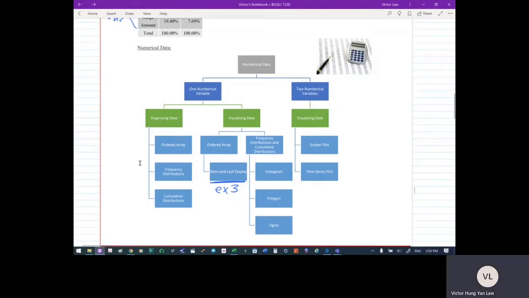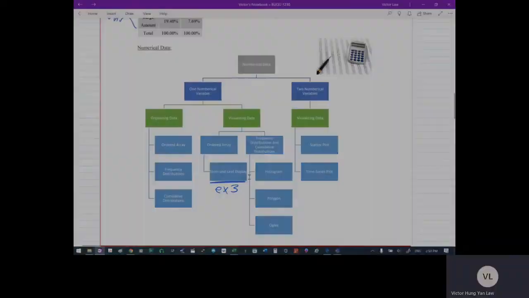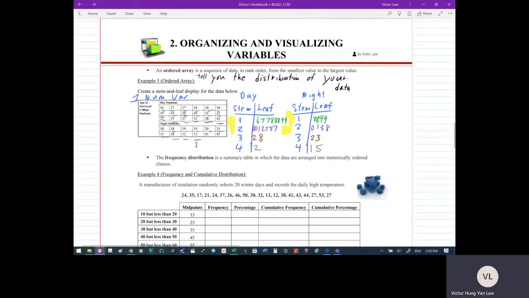Once we have looked at organizing the data, now we're going to look at how we visualize them. We're going to go through example 3, and I'll show you how to visualize them through the stem and leaf display. In example 3, we have a data set that shows the age of the surveyed students in the college. What we're asked to do is create a stem and leaf display for the data below.